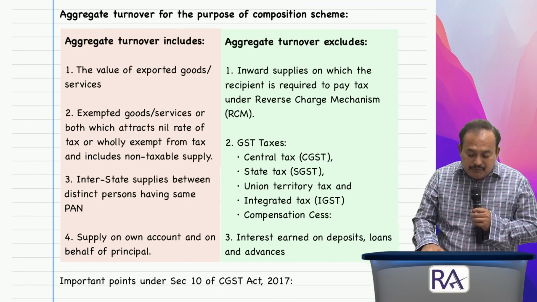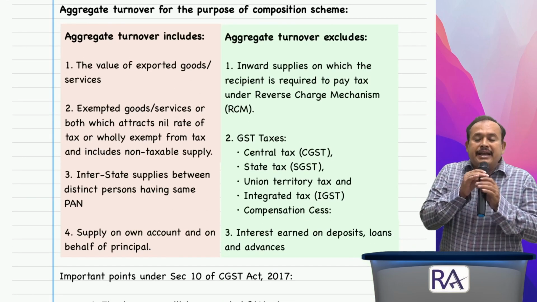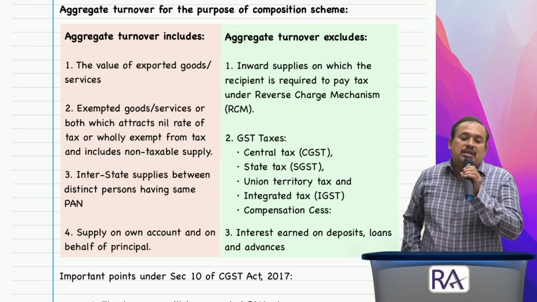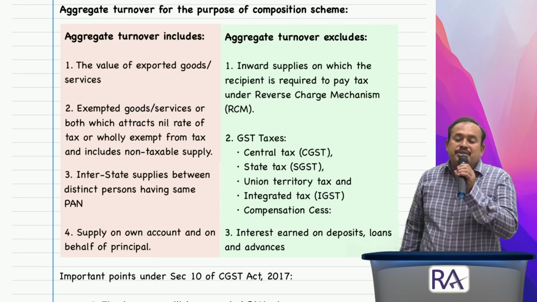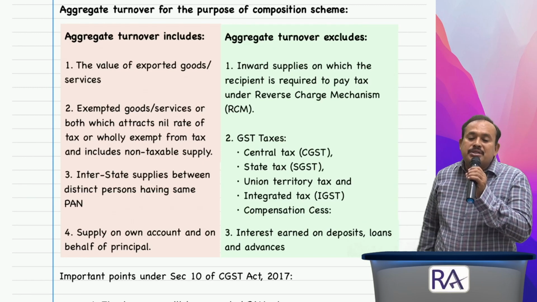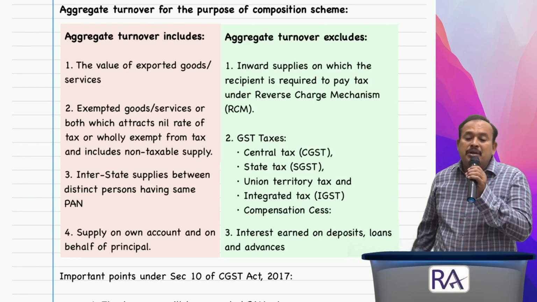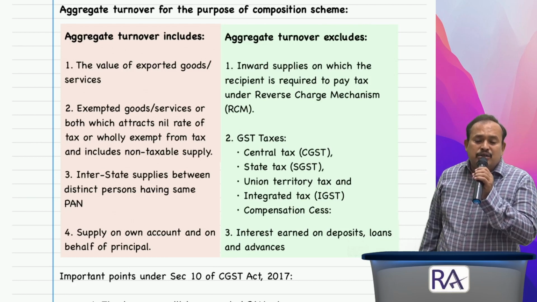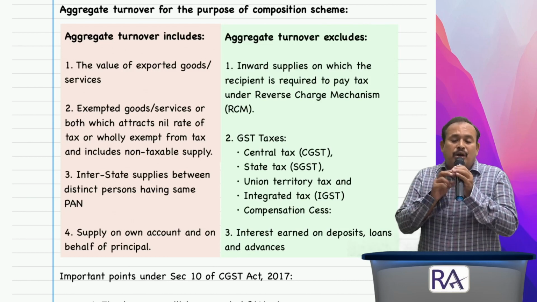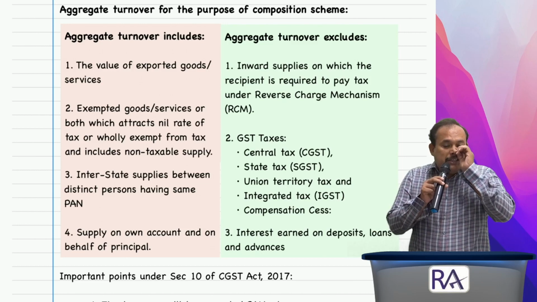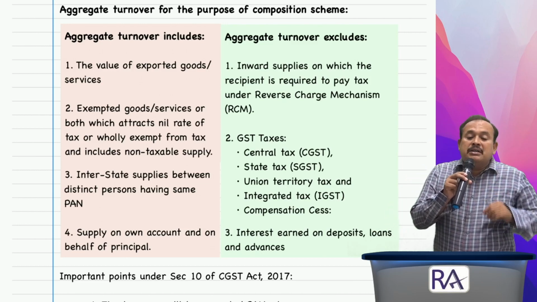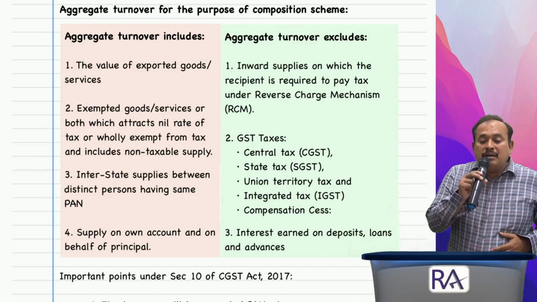That I am presenting here for kind consideration. Aggregate turnover includes the value of exported goods or services. Exempted goods or services, which are both those that attract nil rate of tax or are wholly exempted from tax, or it includes non-taxable supply also, interstate supply between distinct persons if any, supply on own account and on behalf of principal.